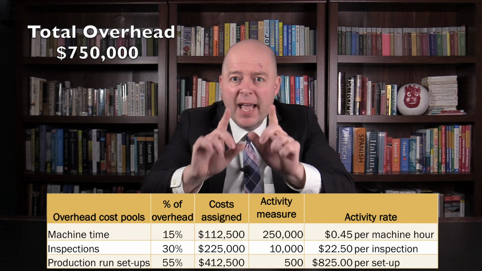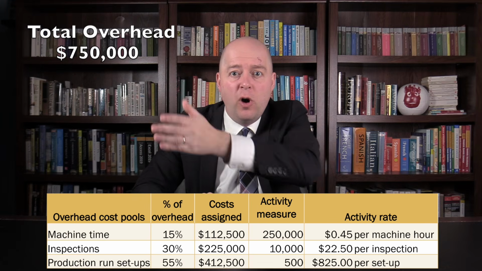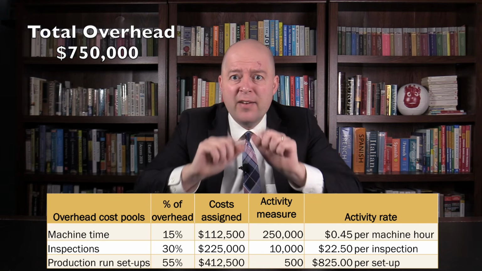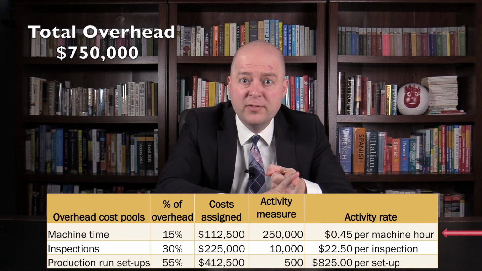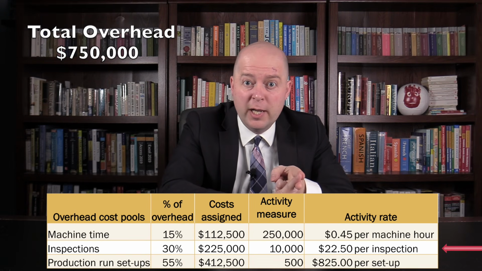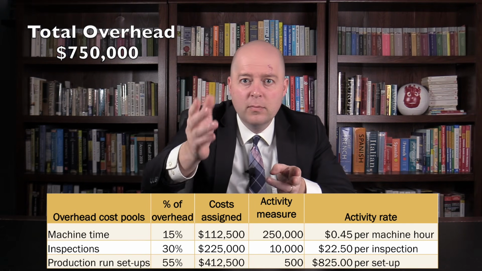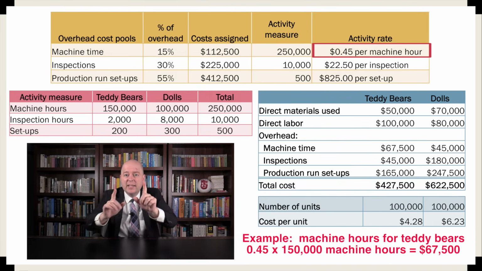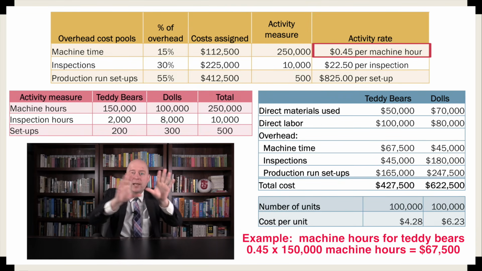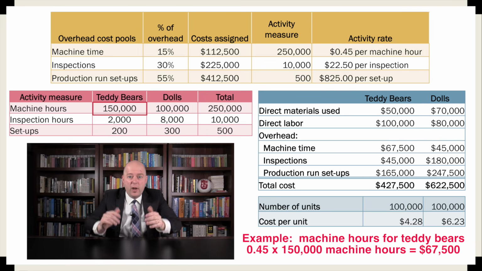Next, we calculate the activity rate for each of these cost pools. Note that instead of having a single overhead rate, we actually have 3 rates: 45 cents a machine hour, $22.50 per inspection, and $825 per setup. We then multiply these activity rates by the corresponding activity level for each product line.